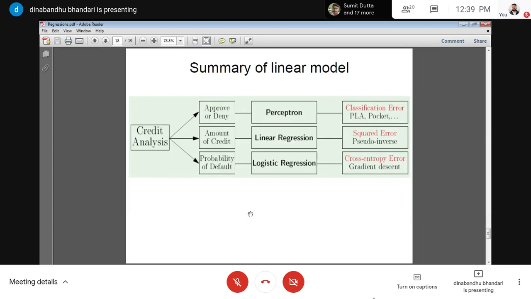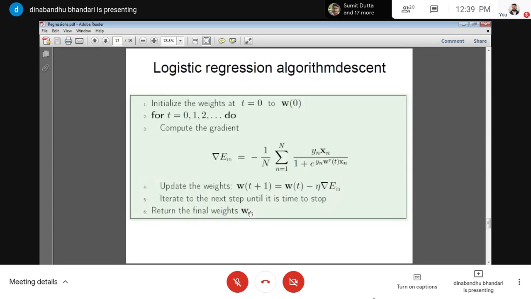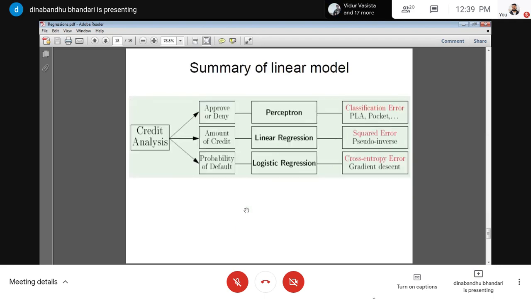Once you get the W, you get that function, right? Theta of s, then you calculate W transpose x, then you use e to the power s by 1 plus e to the power s as its probability. So that is logistic regression.